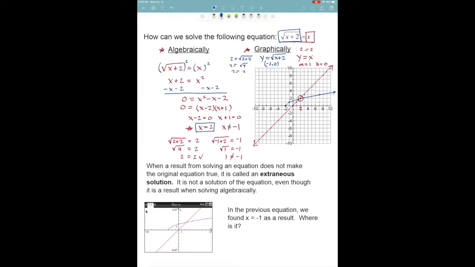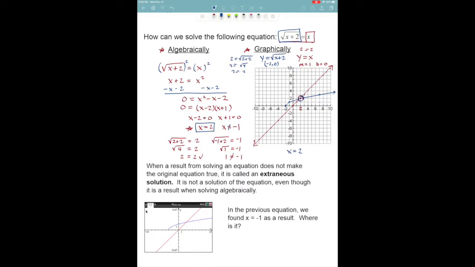Now that means that when we solved it originally algebraically, we saw there was one solution, and you see that there's one intersection point there. That's really important to know. So there is only one solution. Our solution there is that x equals 2.